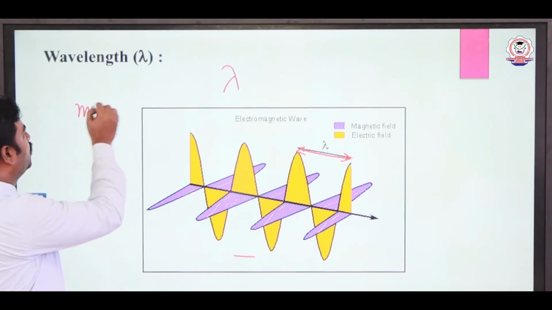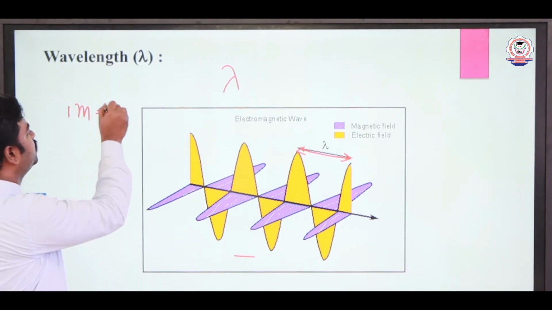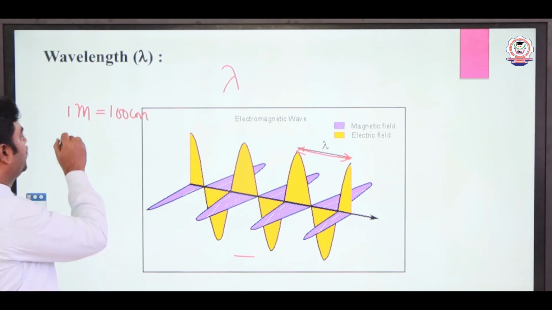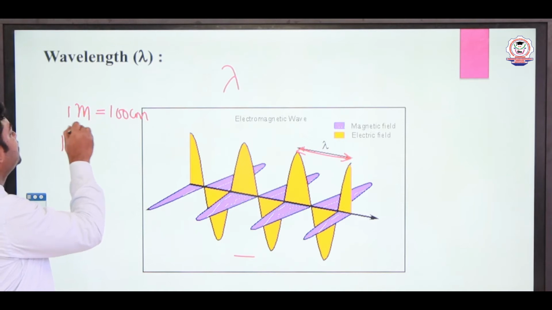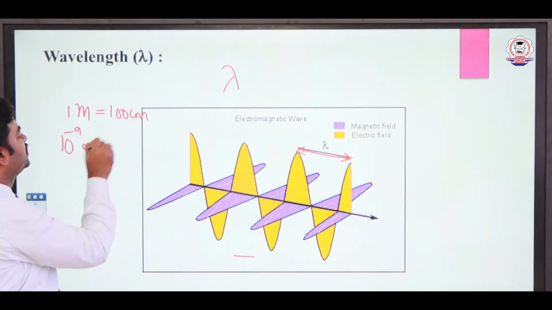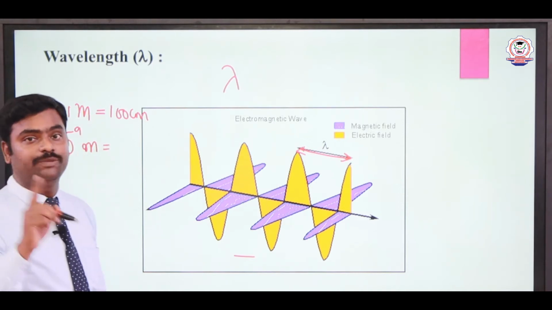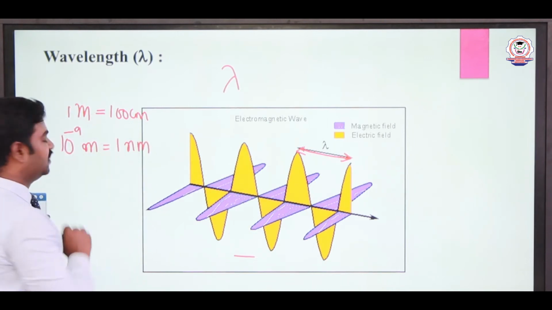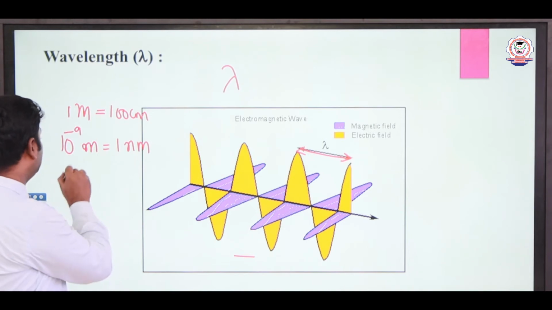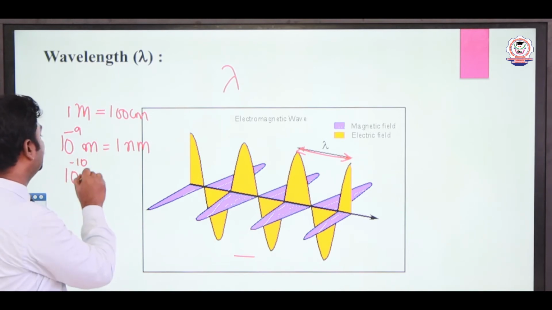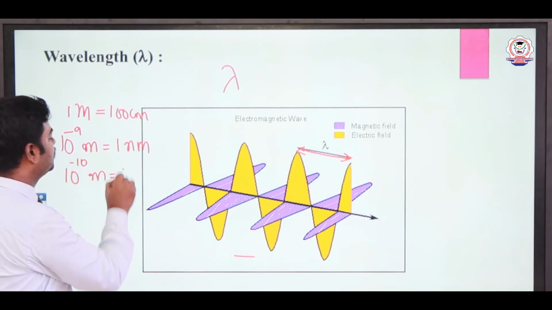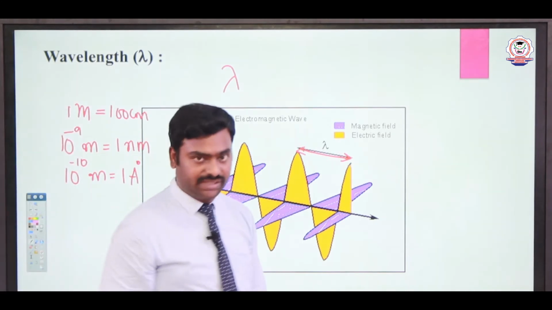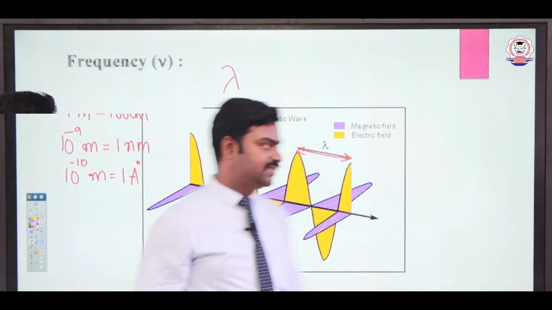We all know 1 meter is equal to 100 centimeter. Next, 10 power minus 9 meter is called 1 nanometer. Next one, 10 power minus 10 meter is equal to 1 Angstrom unit. These are the different units used for wavelength.